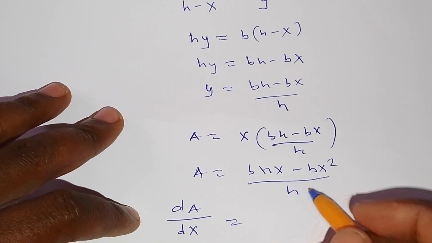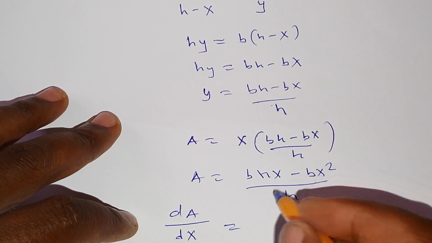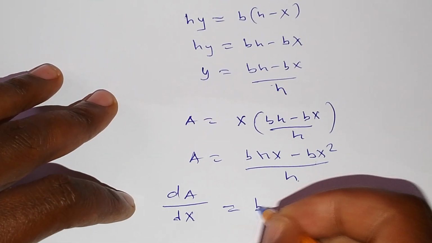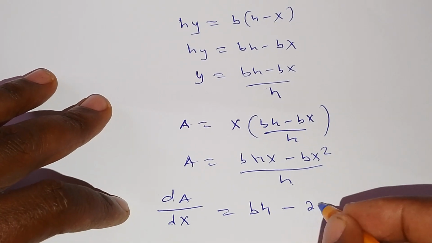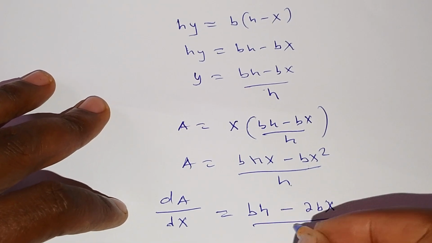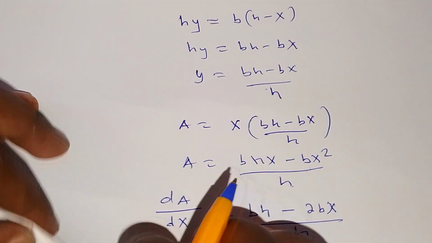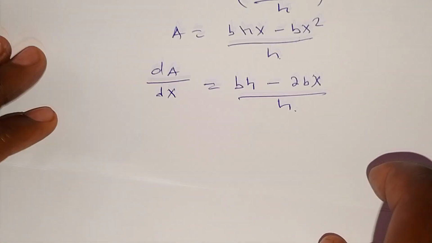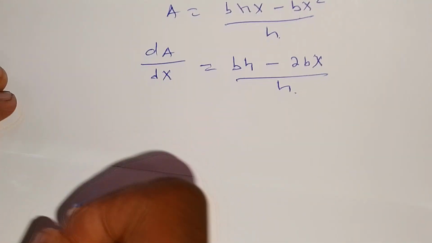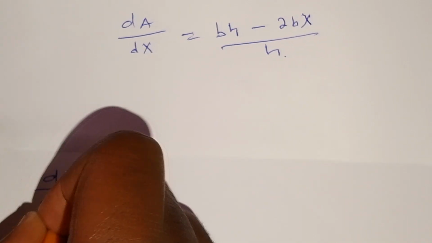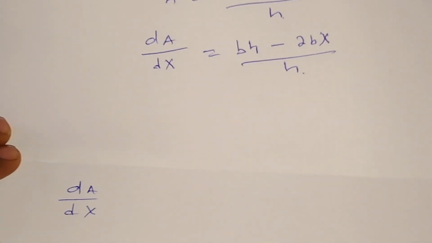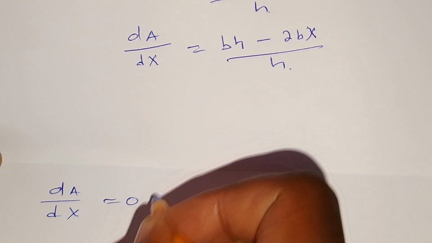So I'm going to have the following. If you differentiate this, h is a constant, so I care less about it. We differentiate that, and we have bh minus 2bx, working on the numerator, over h. So I set this equal to 0, and we are continuing what I'm doing up here. We have dA over dx, the derivative of the area of the rectangle with respect to x, and I set it equal to 0.